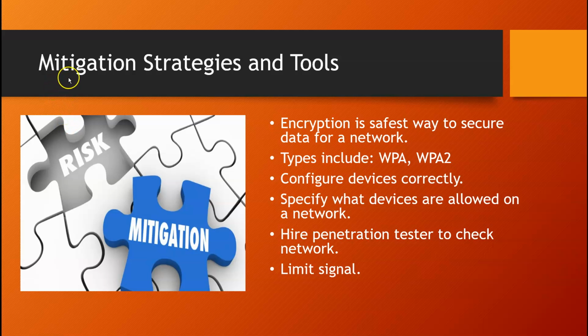Another thing to understand is that encryption is usually one of the safest ways to secure your data on a wireless network. There are a couple different types. There's WPA and then WPA2, which replaced the original. Usually people will use WPA2 because it's the latest and greatest in terms of encryption.